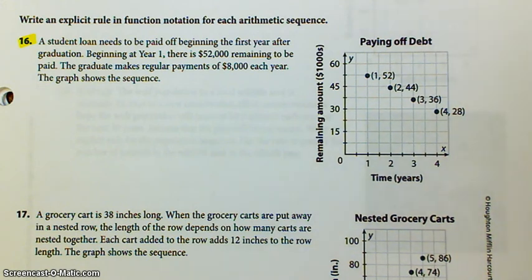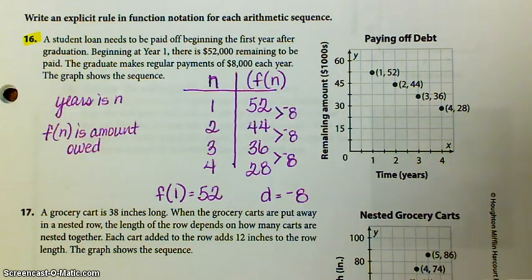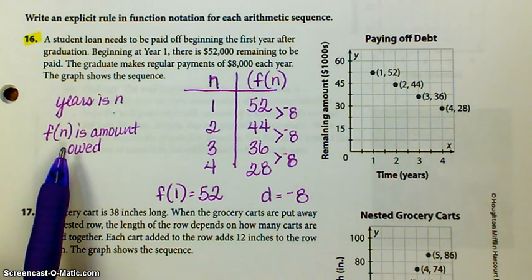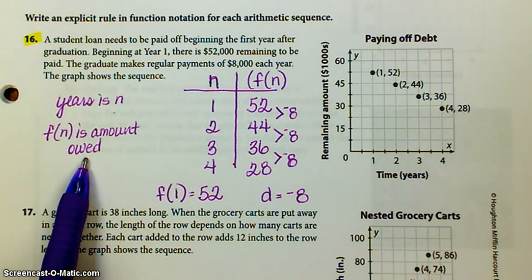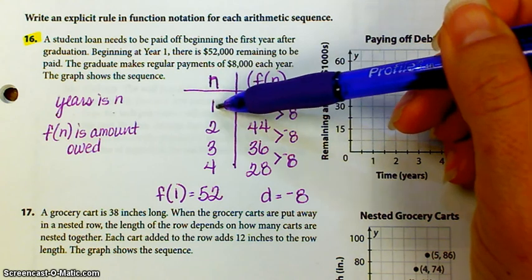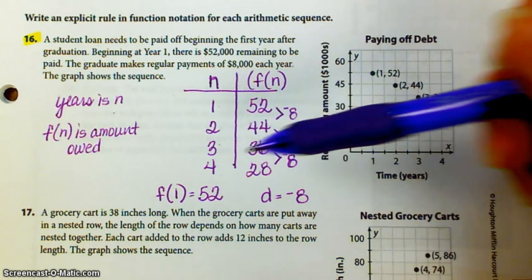So you're going to write an explicit rule for this particular situation. I think I'm going to go ahead and draw a table too, but it does not specifically ask you to do that. Okay, here's what I have so far. My years is going to be the n. My f of n is going to be the amount still owed. Sorry, that looks a little bit like an h, but that's my n. 1 year, 2 year, 3 year, 4 year.